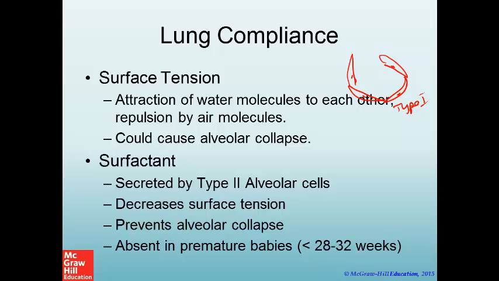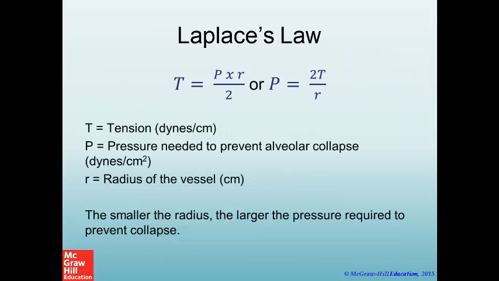Babies who are born prematurely, less than 26 to 28 weeks of gestation, their type 2 alveolar cells haven't started making surfactant yet, or making enough to overcome this collapsing force, so they have to be put on a ventilator because their lungs will readily collapse. And then, of course, after their type 2 alveolar cells have started producing this surfactant, they can go back to breathing normally.